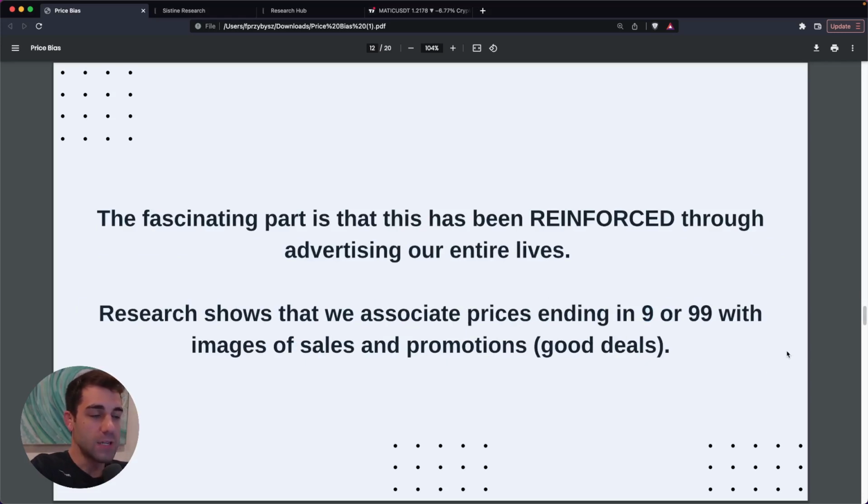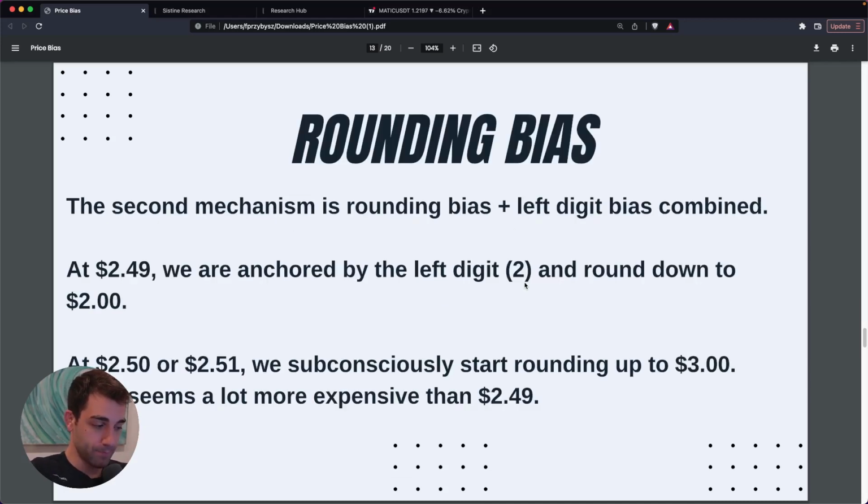So if it was not enough for it to translate into financial markets the way that it does, we have seen so many advertisements of things that end in 99 cents or 95 cents or just a tick below that we are predisposed to associate prices ending in a 9 or 99 with images of sales and promotions. So as soon as that ticks down to 299 or 290 something, right, we're already thinking, oh, that's a better deal as a market participant.